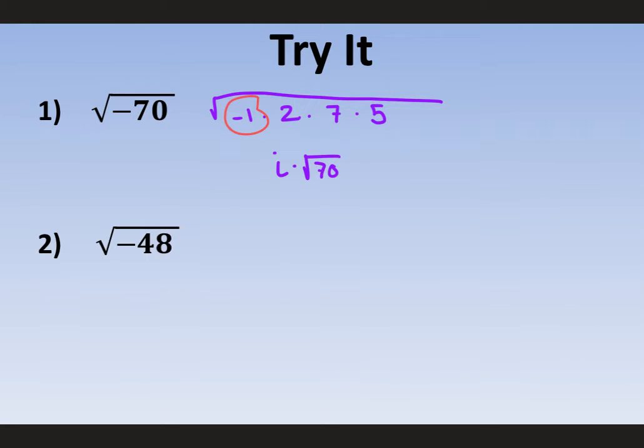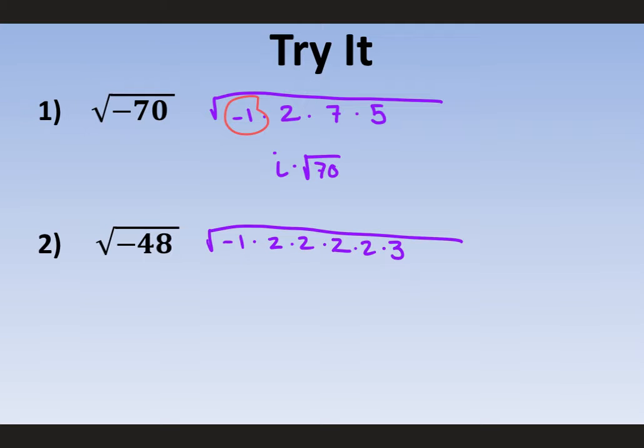The next one down here, the square root of -48, we can rewrite that as the square root of -1 times 2 times 2 times 2 times 2 times 3. So -1 times 2 times 2 times 2 times 2 times 3, and then we can find all our perfect squares.